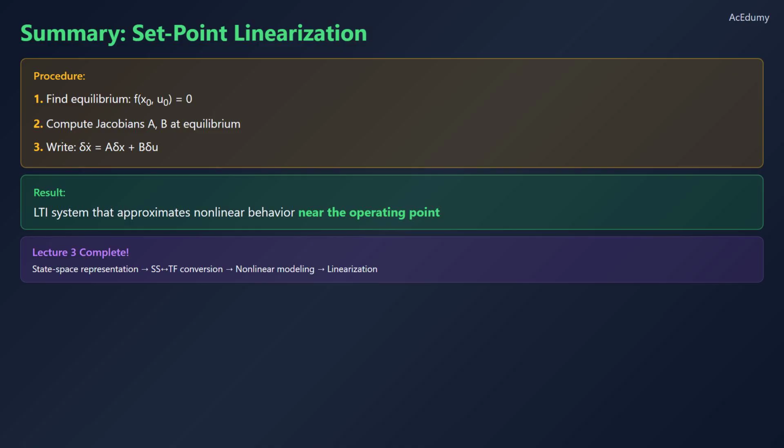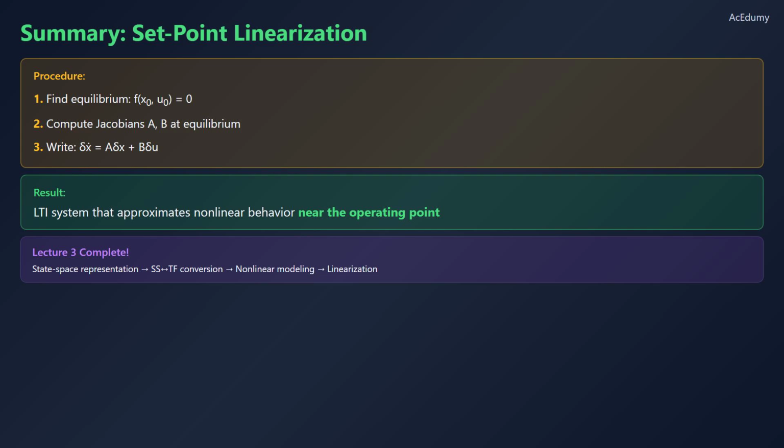Let us summarize the set-point linearization procedure. Step 1. Find the equilibrium by solving f of x0, u0 equals 0. Step 2. Compute the Jacobian matrices A and B by taking partial derivatives and evaluating at the equilibrium. Step 3. Write the linearized model in deviation variables delta x dot equals A delta x plus B delta u. The result is an LTI system that approximates the nonlinear behavior near the operating point.